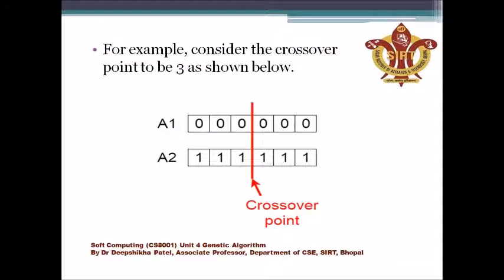Have a look at this example. A1 and A2 are the individuals, and the random crossover point is 3. So when the crossover point is 3, we are going to exchange 3 genes of the selected individuals. The first 3 bits of each individual will be exchanged through crossover after selecting the crossover point.